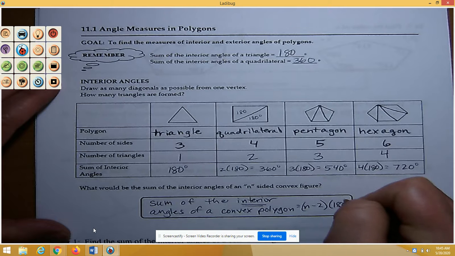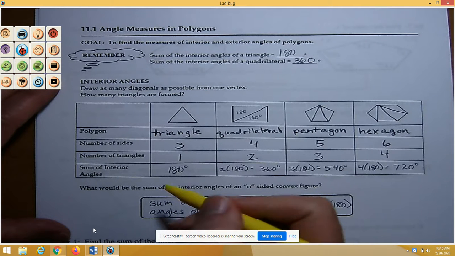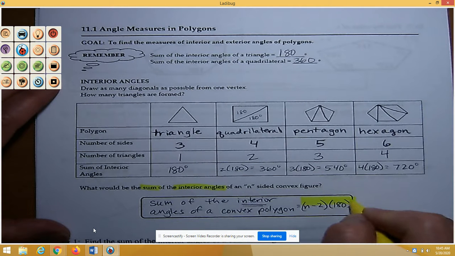Okay, and I'm going to go ahead and highlight that. So this is the sum of the interior angles, and we're going to use that formula, n minus 2 times 180. This is a formula that we're going to be using quite a bit in this particular unit.